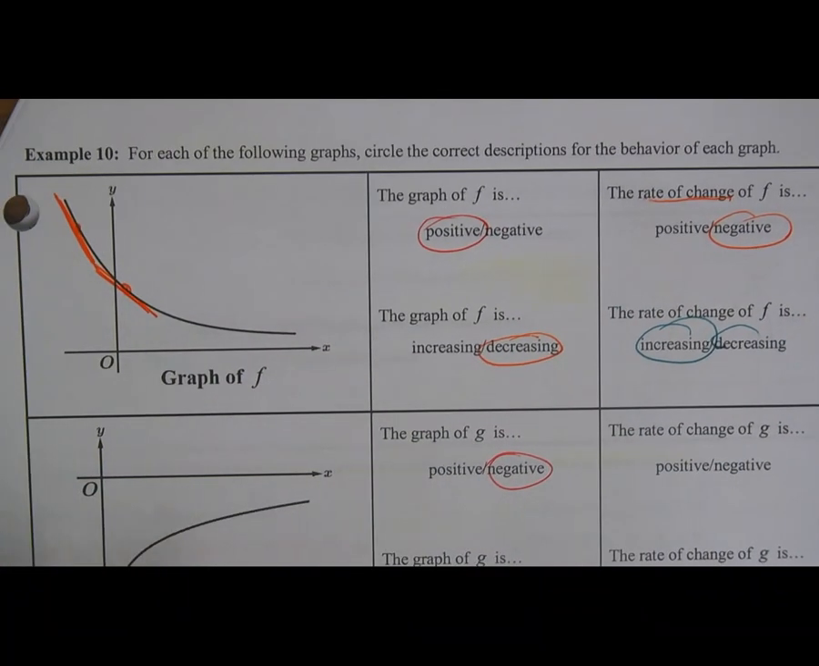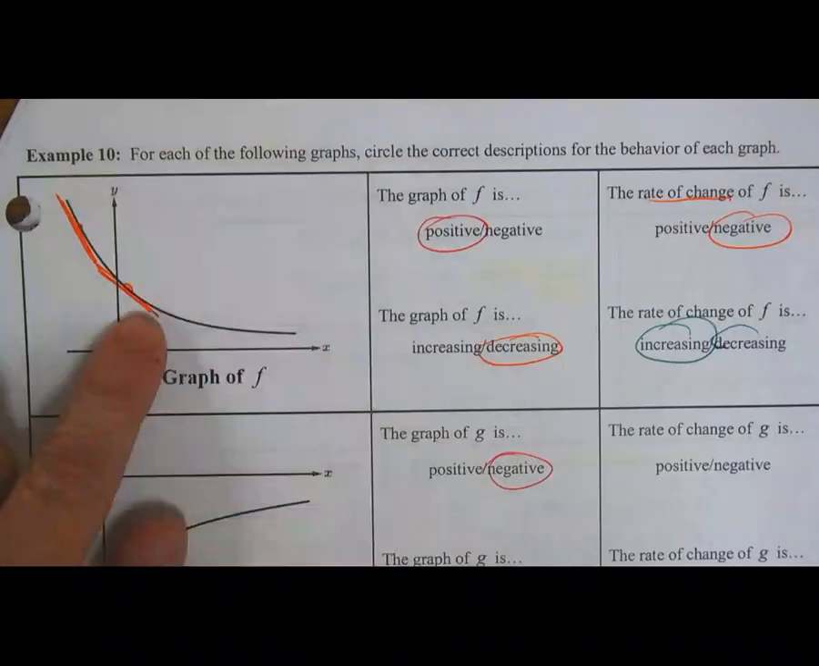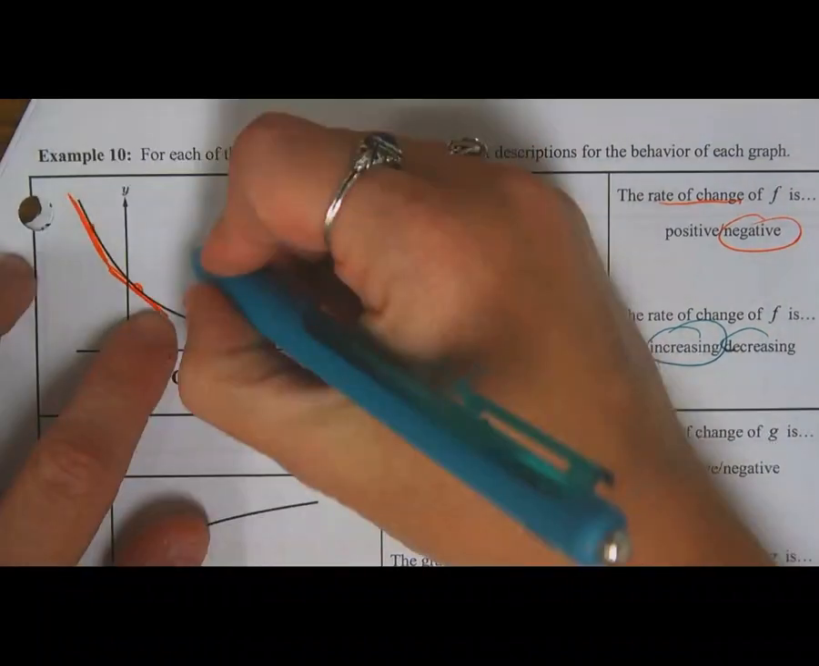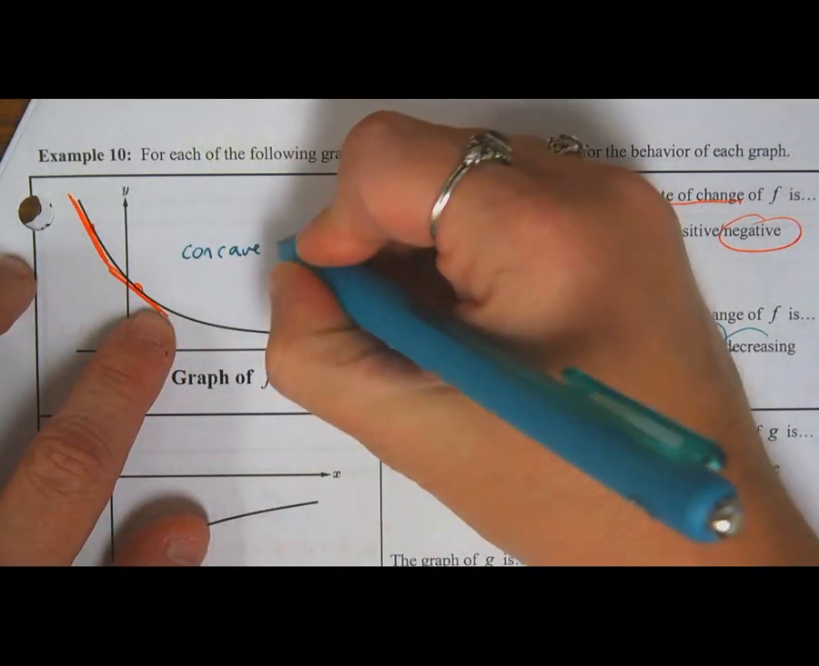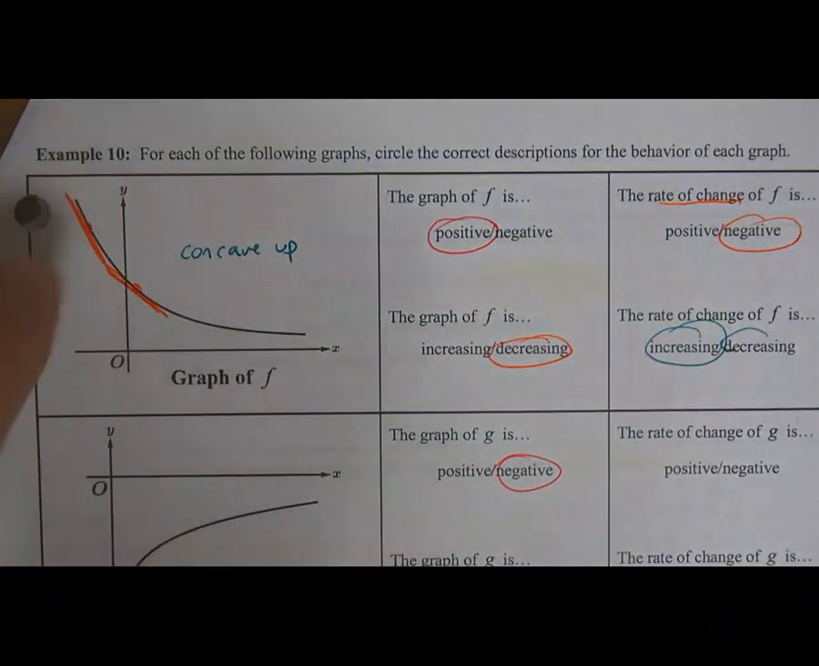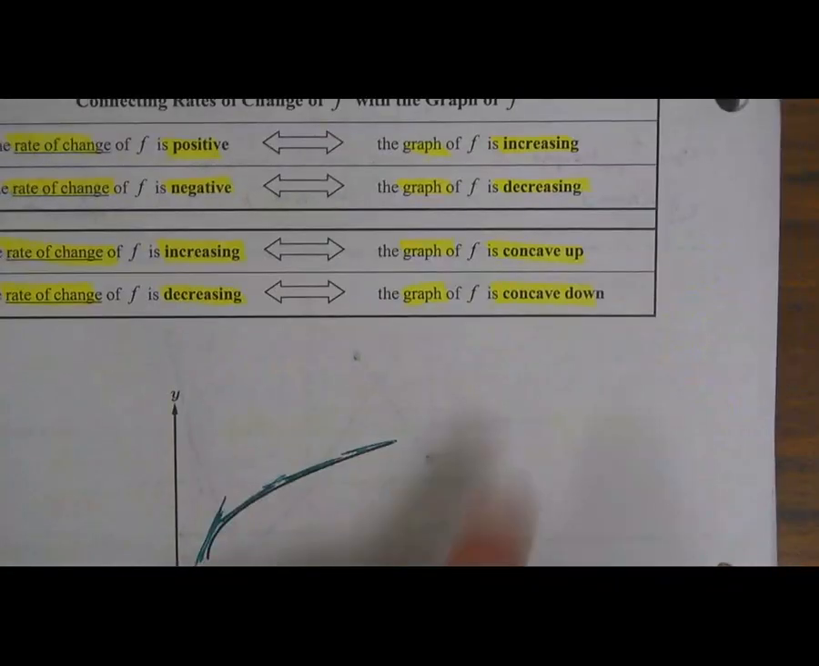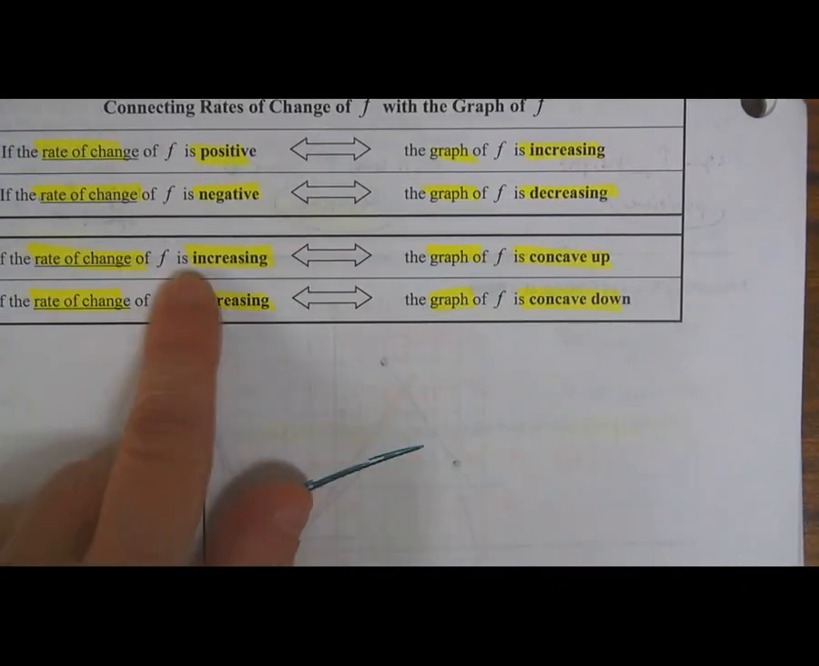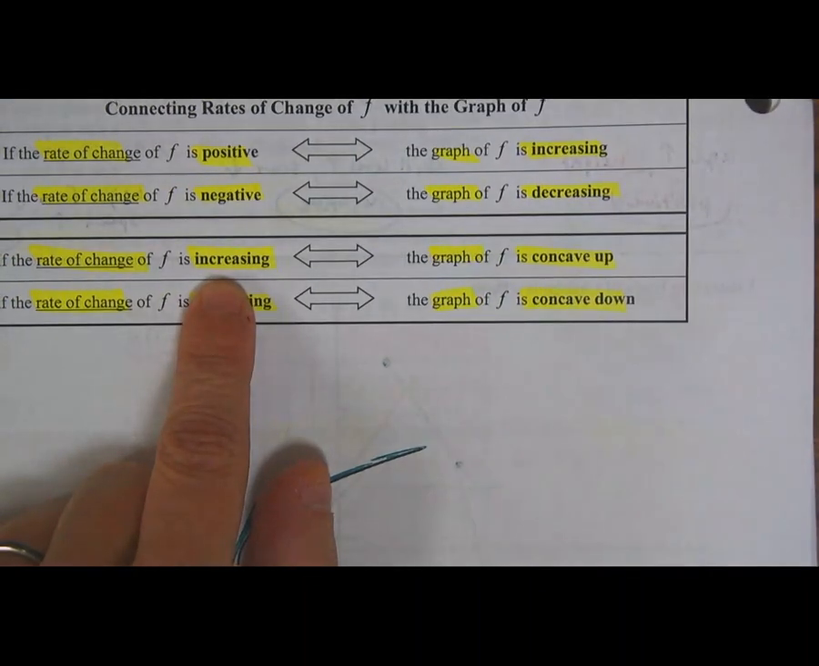You want to know a cheater way? This is super easy. That's concave up. And anytime a graph is concave up, check this out: the rate of change is going to be increasing every single time.